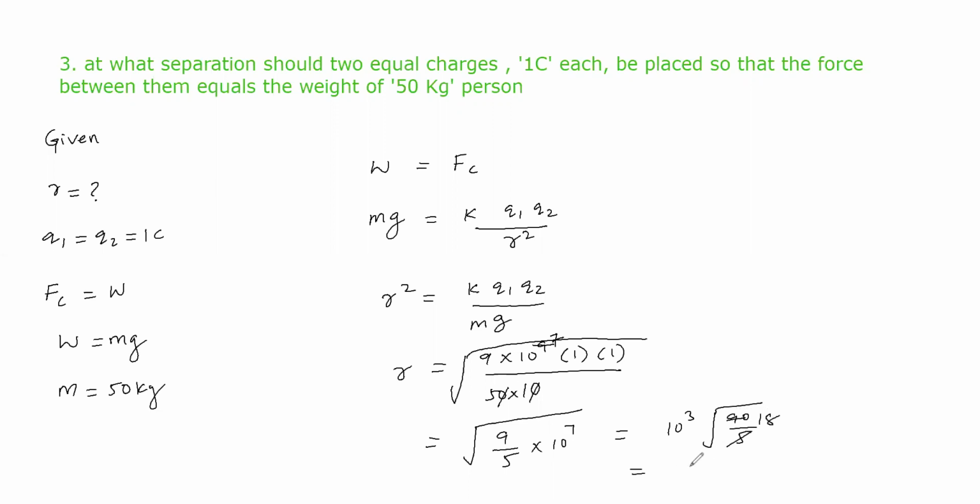Square root of 18 is more than 4, less than 5. So the square root of 18 is approximately 4.3. So we are getting 4.3 into 10 power 3 meter. So the distance by which these charges are separated is 4.3 into 10 power 3 meter.